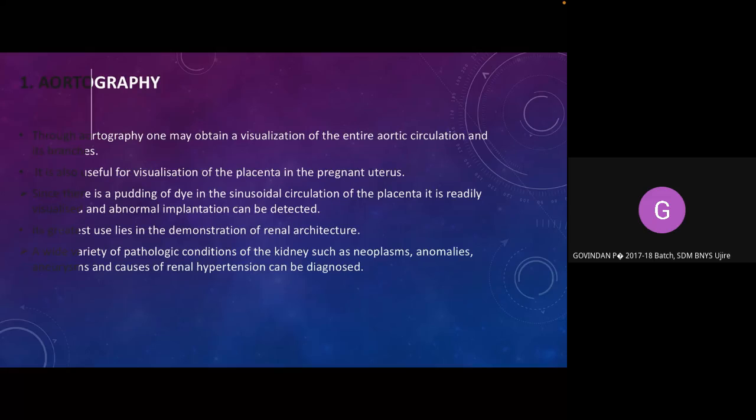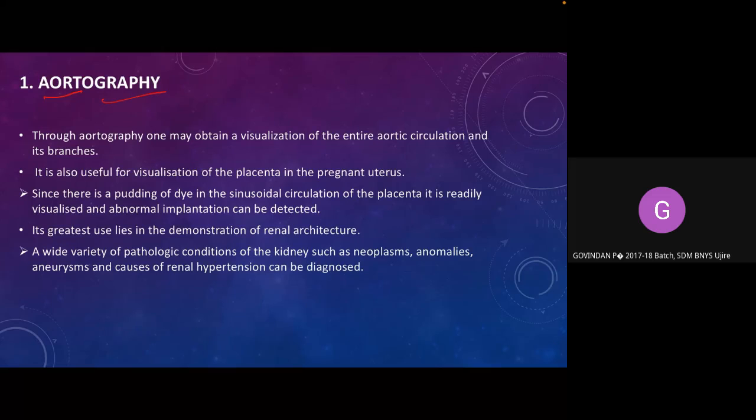Aortography, by the name it says aortography. That is, you are seeing the aorta. It is for the visualization of aorta and its branches. Okay. It is also useful for placenta and pregnant uterus visualization, but it is not routinely used because of the harmful effects of X-ray. Though if you want it in case of emergency, like if there is a congenital anomaly, or you are fearful that the placenta doesn't have an appropriate attachment, it is done very, very rarely.